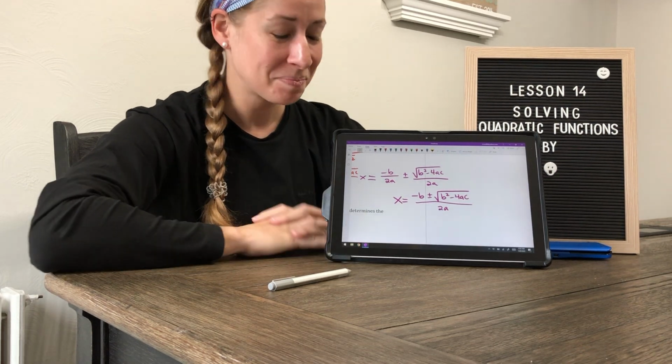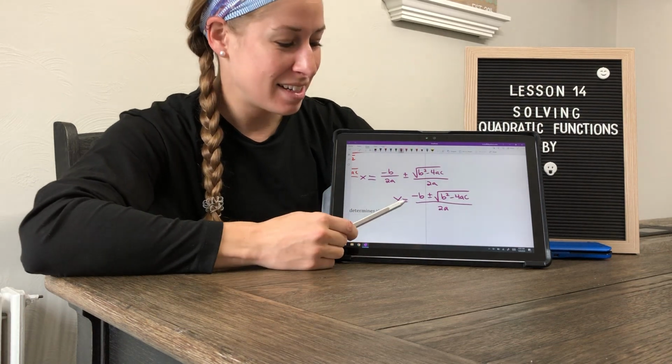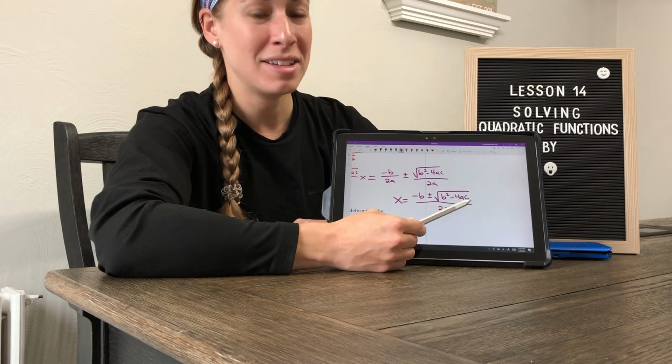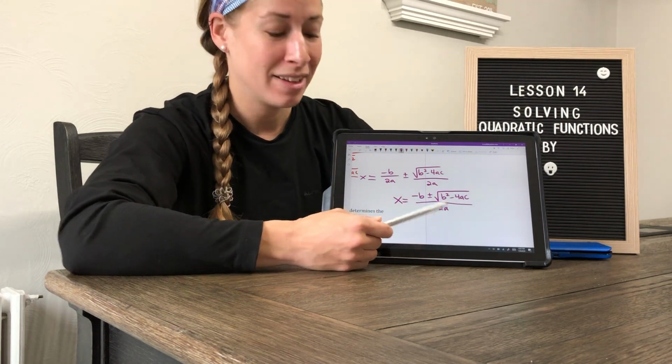So this is how it goes, right? x equals opposite b plus or minus square root b squared minus 4ac all over 2a.